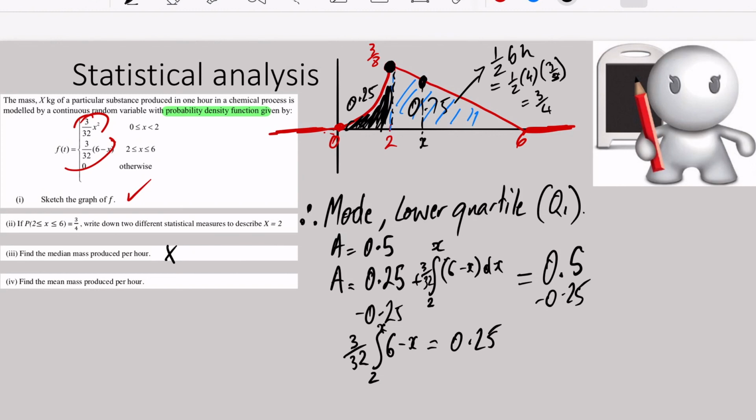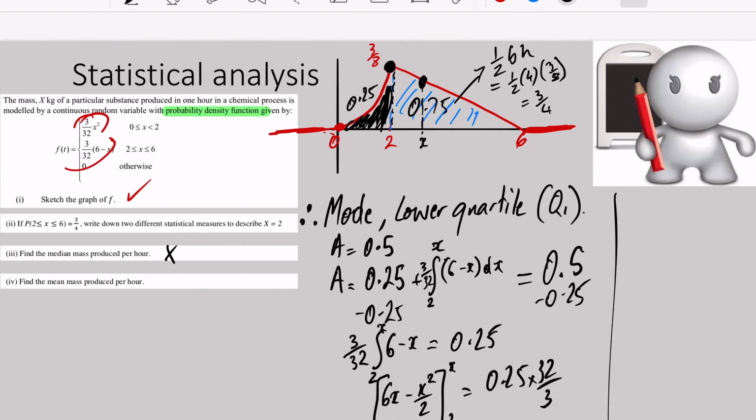And so the integral of 6 is 6x. And the integral of x is x squared on 2. Okay. Let's substitute x and 2. And let's also multiply 0.25 by 32 on 3. Alright, let's solve it. So when I substitute x, I'm going to get 6x minus x squared on 2.